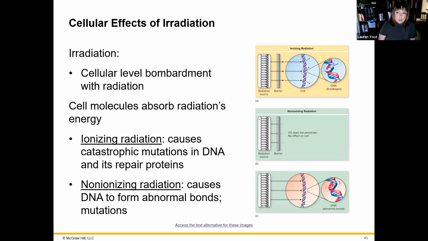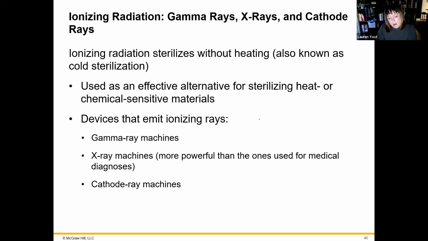So ionizing is the worst of them. It's going to cause the most damage, and you have to have very special barriers to block it. Most barriers that you might put up, definitely not glass, are not going to impede the movement of those radioactive particles. Sometimes even lead itself can't impede the movement of these particles. Depends on the particle. And then we are talking about non-ionizing, where we have abnormal DNA bonds forming, and that's going to be causing mutations in the DNA. So ionizing radiation can sterilize without any heat. We call this cold sterilization. This will allow us to sterilize heat-sensitive materials, any heat-sensitive materials.